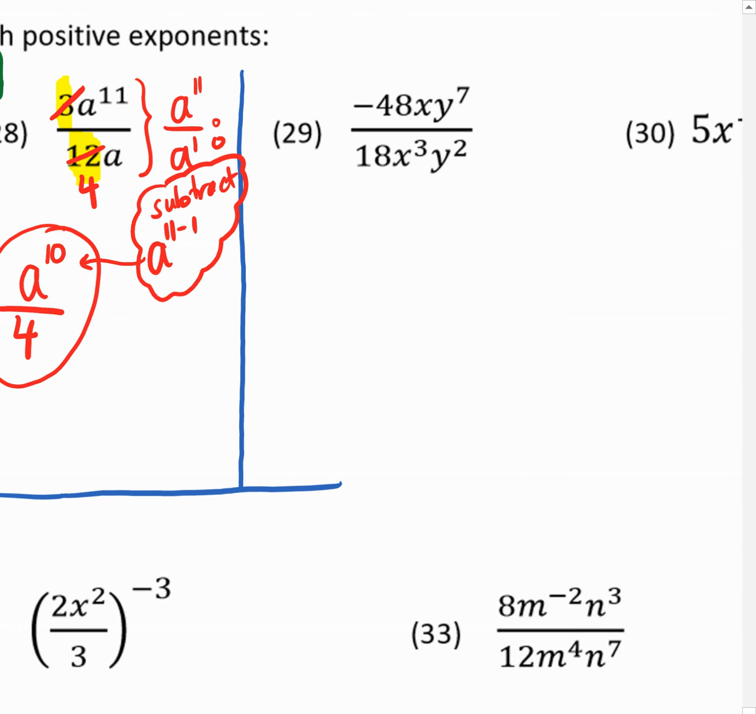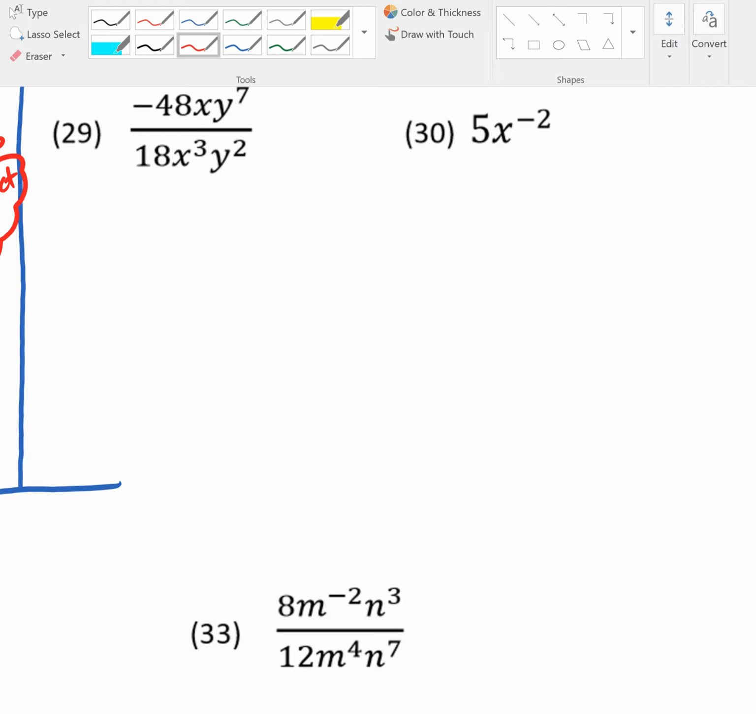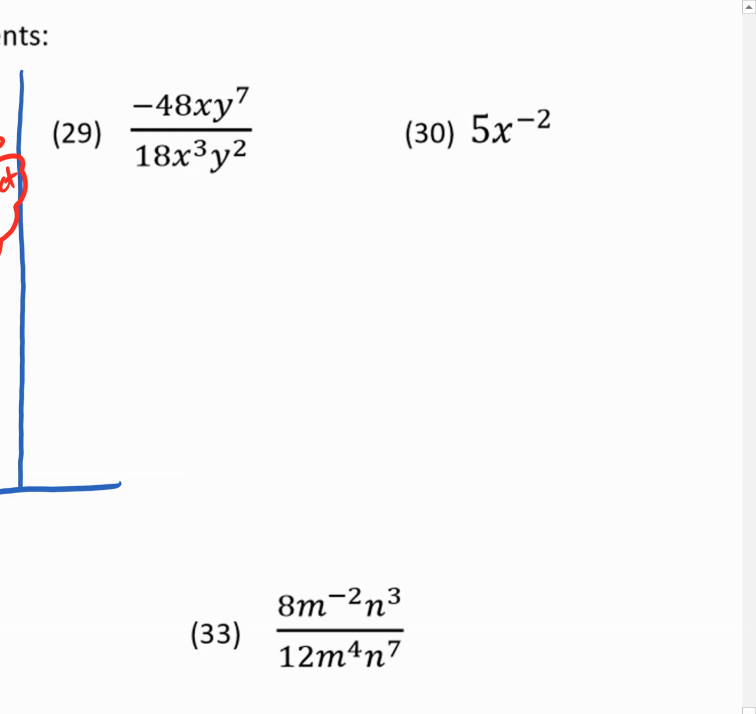Okay, let's try number 29. It's similar to the last one. It's just, of course, a more complicated looking version. You got negative 48x, y to the 7th, and that's all over 18x to the third y to the fourth. So let's see.